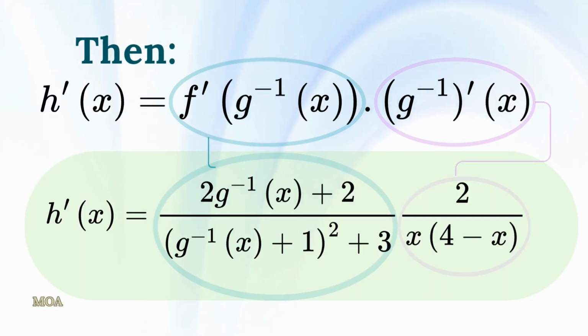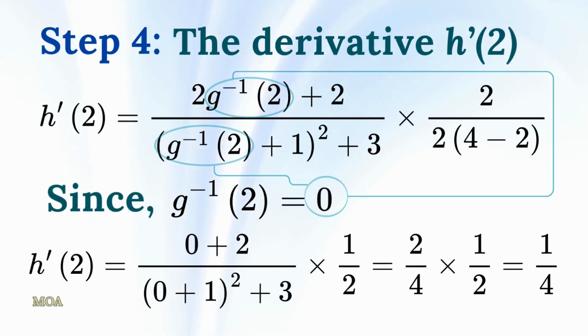This yields h prime of x equals the quantity 2 times g inverse of x plus 2, all over the quantity g inverse of x plus 1 squared plus 3, all multiplied by 2, divided by the quantity x times 4 minus x. Finally, this formula allows us to determine the value of the derivative of the composite function f composed with g inverse at x equals 2.